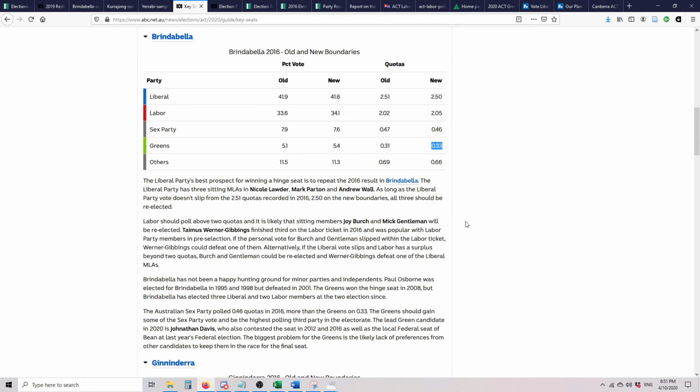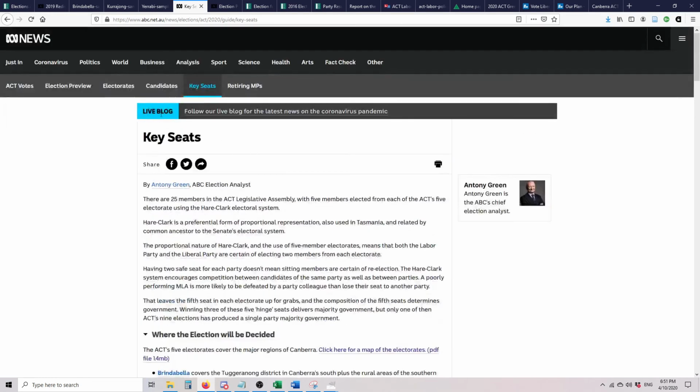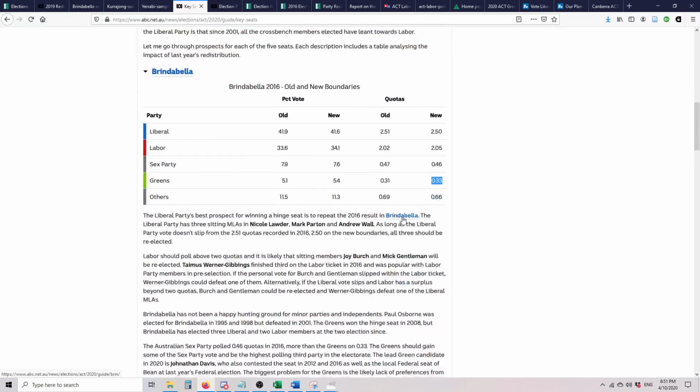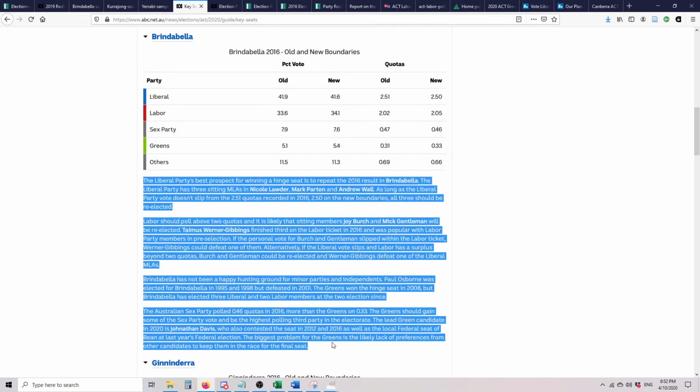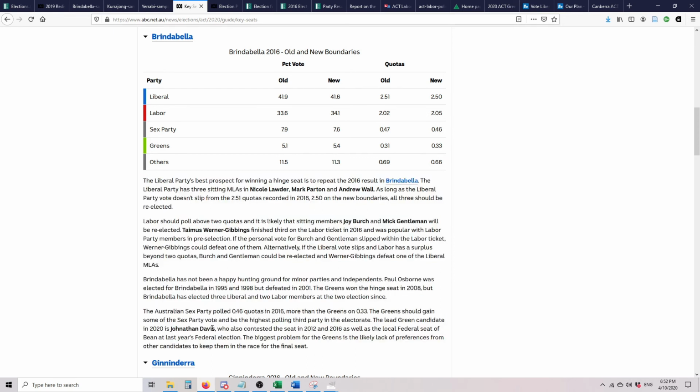Okay, so now we're going to have a look at our electorates. Do a little bit more of a deep dive on that. This is all based on the Key Seats website on the ABC. In Brindabella, we've got 3 Liberals currently and 2 Labor. The 5th seat is looking like it's going to be a contest between the Greens and the Liberal Party, with an outside chance that the Labor Party could be third. There's a big block of text explaining what's going to happen here, and the lead Green candidate is Jonathan Davis.